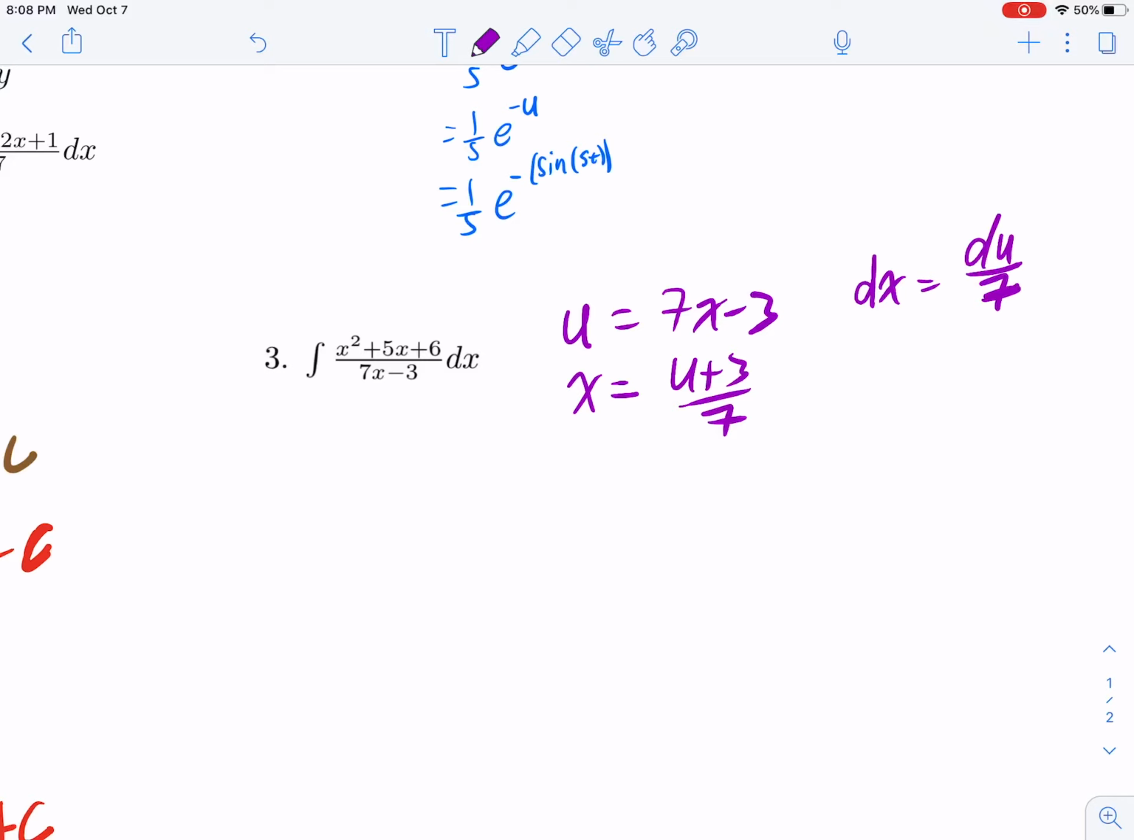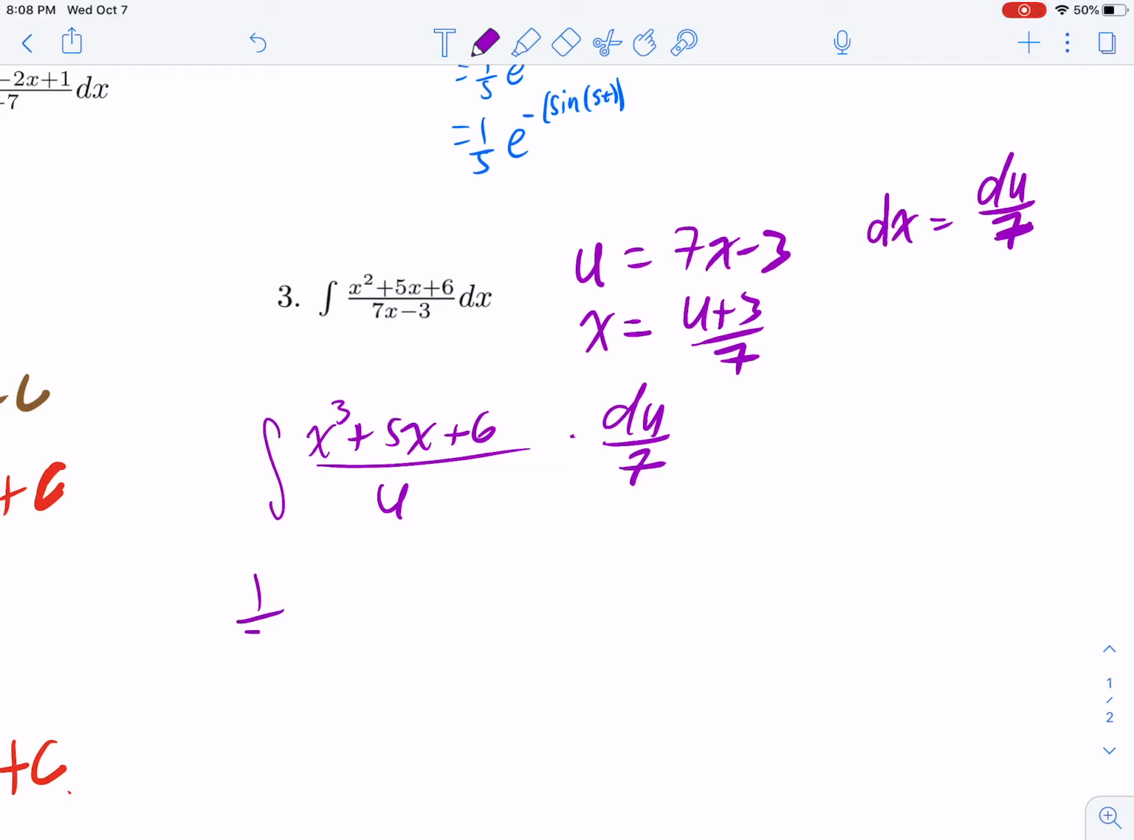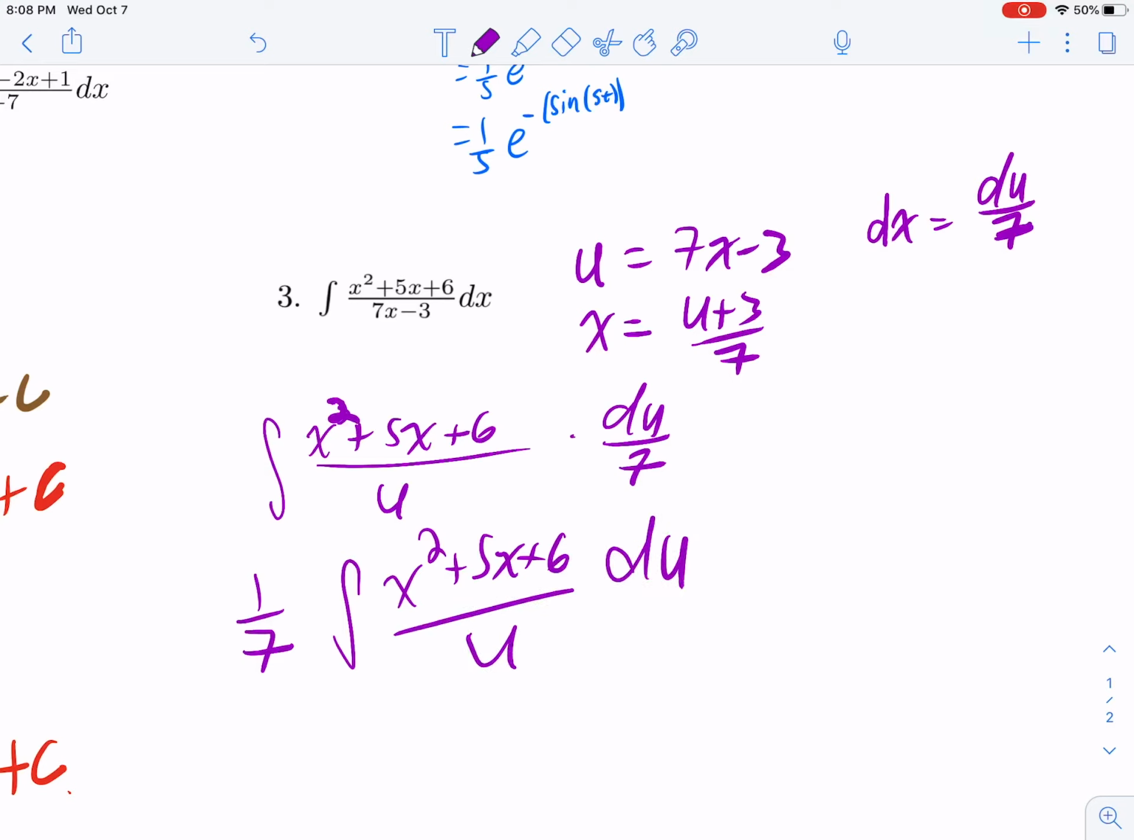Now we'll substitute in. This is the integral of x cubed plus 5x plus 6 over u times du over 7. So I can pull that 7 out, 1 over 7. And we have an integral of x squared plus 5x plus 6 over u du. Now we have the issue where we didn't get rid of all of the x's. So we need to use that substitution that I came up with before.